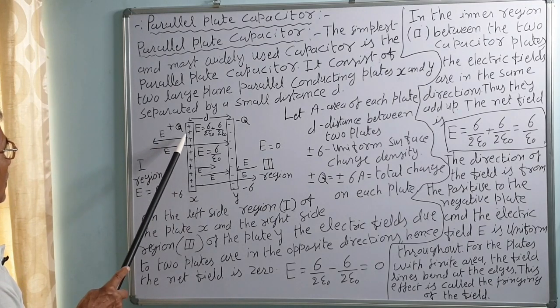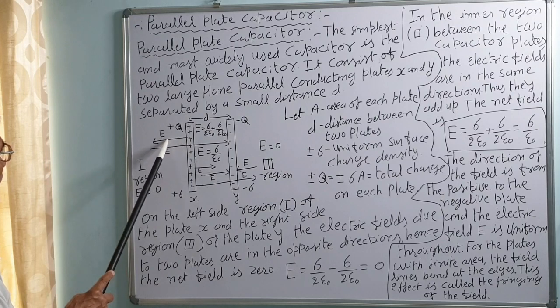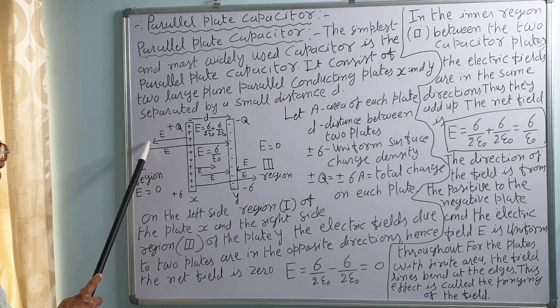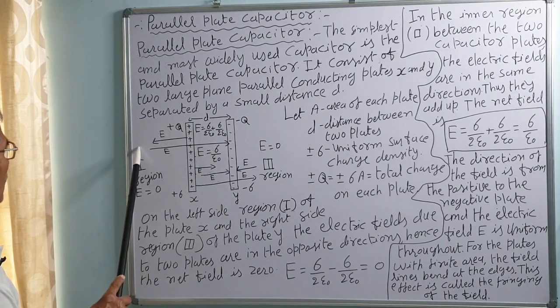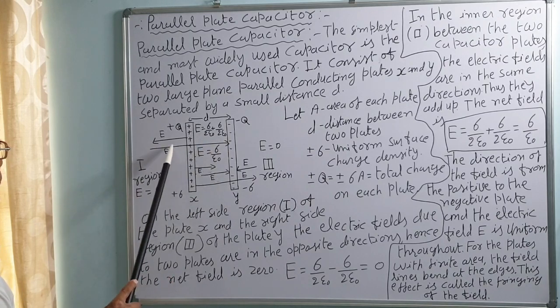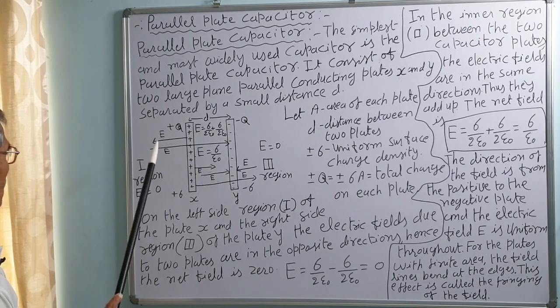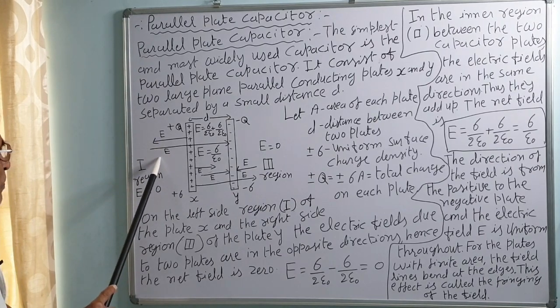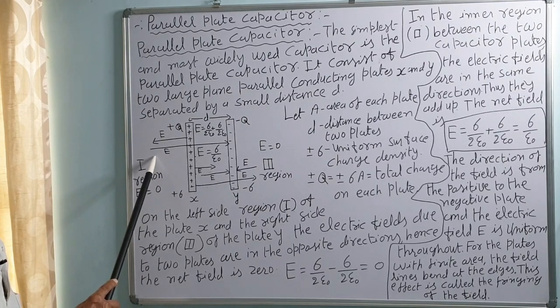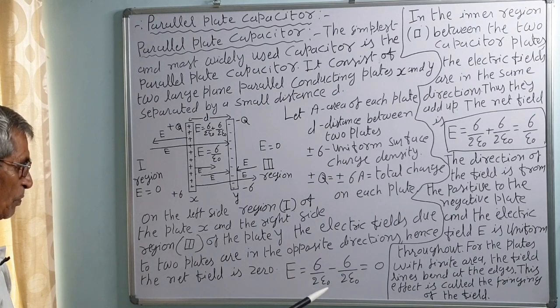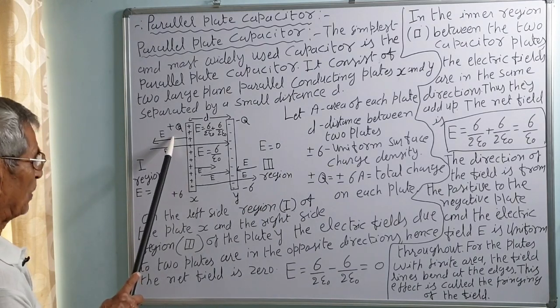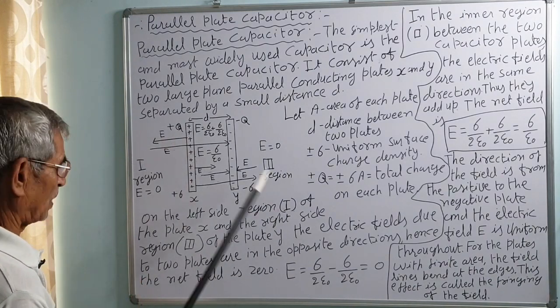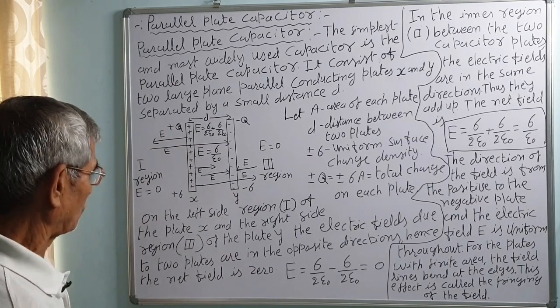You can see the electric field due to the positive charge plate is outwards, that is in this direction. The electric field due to this plate will be in the opposite direction. These two fields are in opposite directions and they are equal. We have already studied that the electric field due to a plane charge sheet is sigma upon 2 epsilon 0. So, sigma upon 2 epsilon 0 for this, and for this it is opposite, minus sigma upon 2 epsilon 0, so the net is 0.